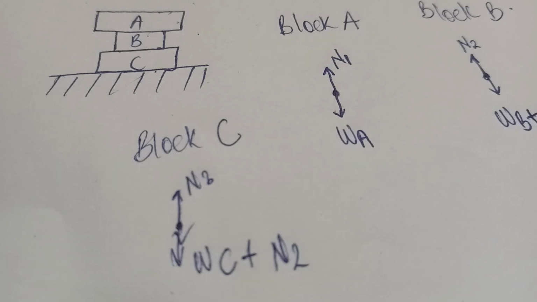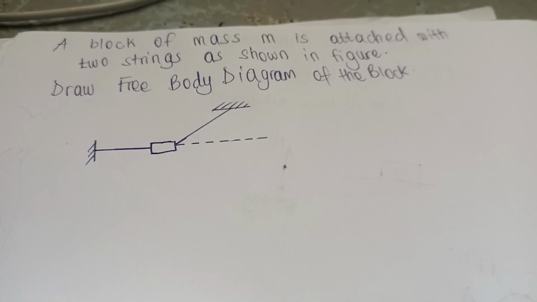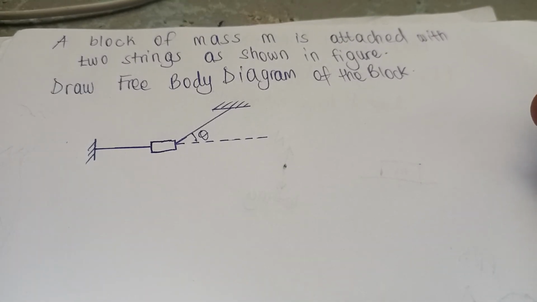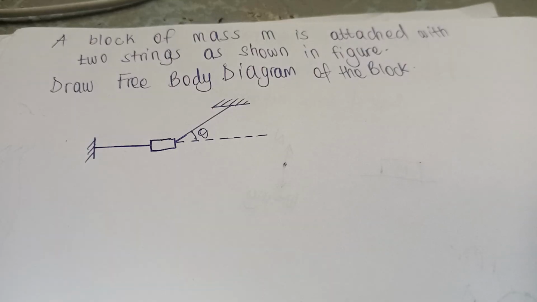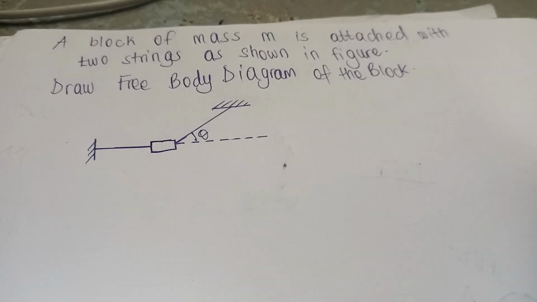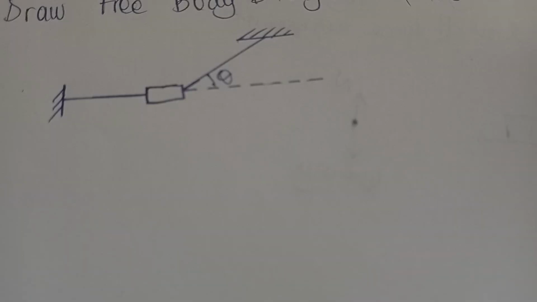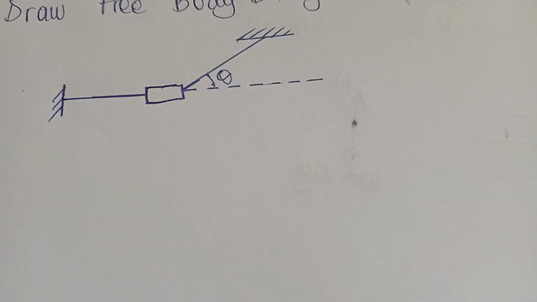Very easy. Okay, let's see the last example here. Let's put an angle theta here. We are given a block of mass M attached with 2 strings as shown in this figure. So we are told to draw the free body diagram of this block right here. So let me put the camera. They want the free body diagram of this block here. It's attached to this string and to that string. So let's see the forces acting on it.